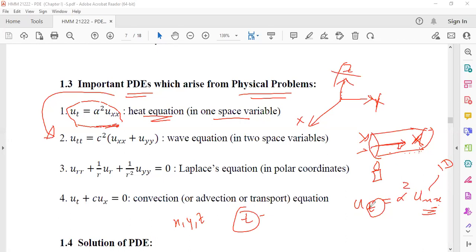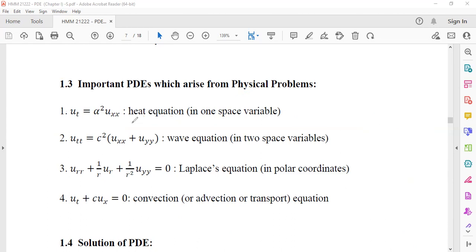So we are differentiating our dependent variable with respect to time, which is equal to alpha squared, a constant, times uxx, two times. Can you write this in terms of our actual way, without the subscripts? How can we write alpha squared uxx? Can you write it down? So ∂ like that.